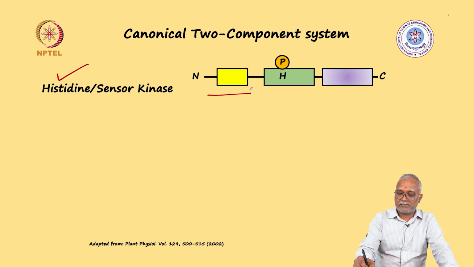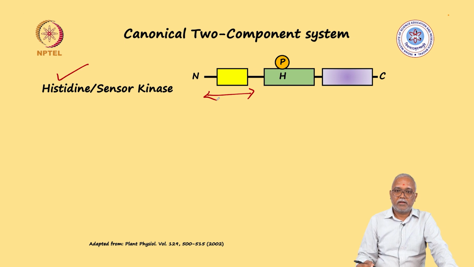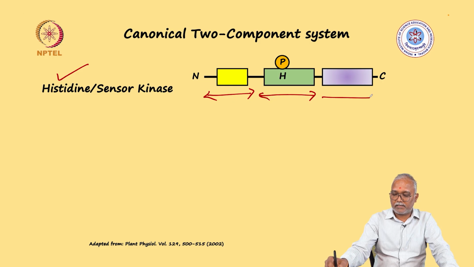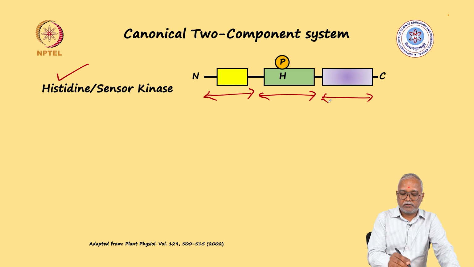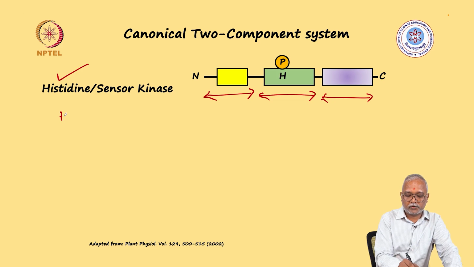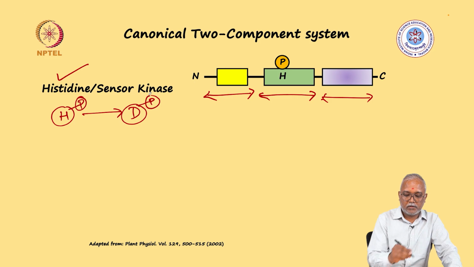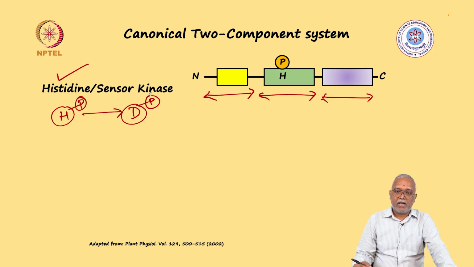As I said, it has a domain which should identify the signal, then the dimerization domain, and then the catalytic activity domain. What I noticed and what I told you in the previous slide is that generally in the two-component system, the phosphate group moves from this histidine residue to the aspartate residue. This is how it is present, and we saw in the previous slide that the histidine is present in the sensor kinase and aspartate is present in the response regulator.